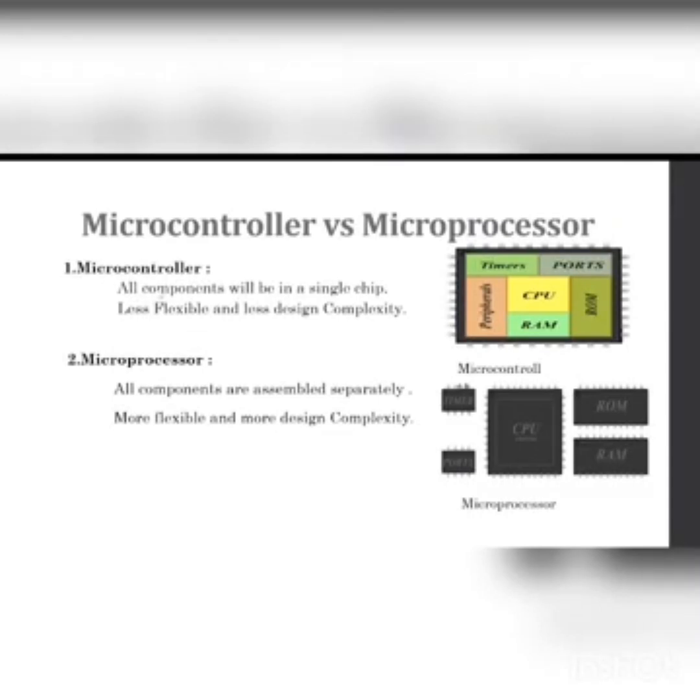In a microcontroller, all components are in a single chip, so it is less flexible with less design complexity. Then in a microprocessor, all components are assembled separately, so it is more flexible with more design complexity.